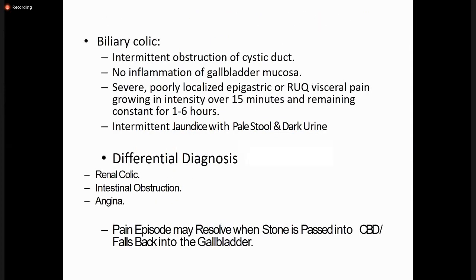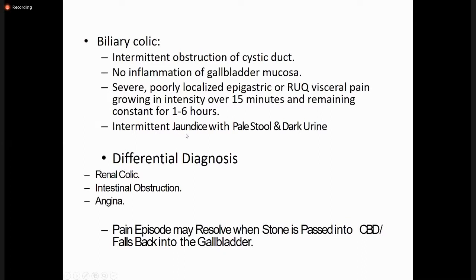So what is biliary colic? It is basically intermittent obstruction of the cystic duct. There is no inflammation of the gallbladder mucosa, and the patient may be presenting with severe, poorly localized epigastric or right upper quadrant visceral pain, growing in intensity over 15 minutes and then remaining constant for 1 to 6 hours.